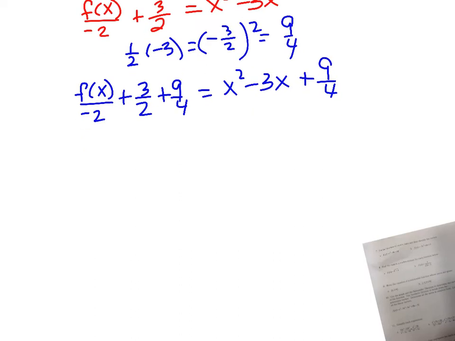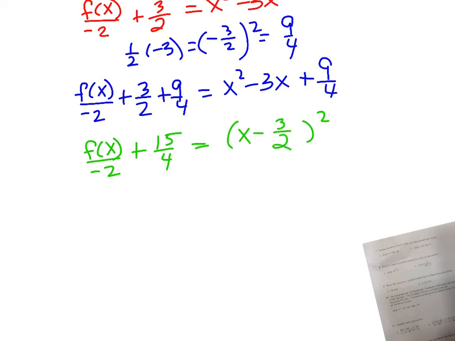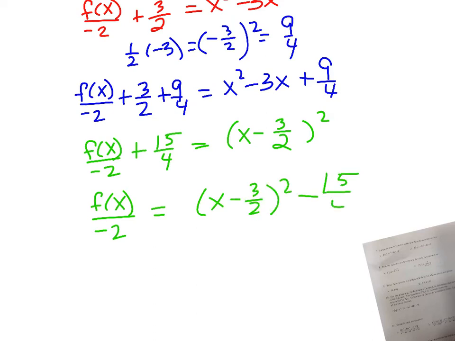Now we're going to clean up the left side. So I have f of x over negative 2, and then we have 3 halves plus 9 fourths, which is positive 15 fourths, equals, and then we factor, get our parentheses squared. Remember, it's the number that you square, so it's negative 3 over 2 squared. Minus the 15 over 4 back over. F of x over negative 2 equals x minus 3 over 2 squared minus 15 over 4.